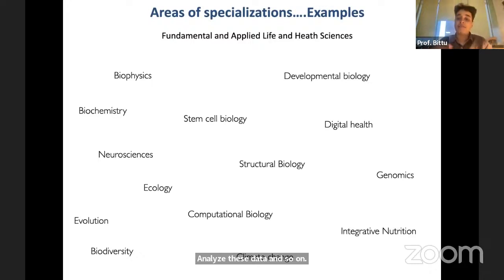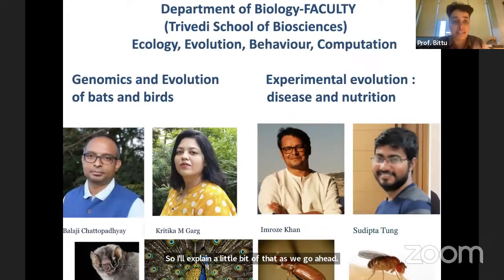We also have a fair bit of cross-disciplinary work that occurs on the broad theme of climate change, which is often thought to be an ecology-specific thing. In fact, that's what I thought until I came here and met people across a wide variety of departments looking at the anthropology of climate change, the social science of climate change, the economics of climate change, and so on and so forth. There's also a fair bit of work on integrative nutrition and metabolism at multiple levels. So I'll explain a little bit of that as we go ahead, because I'll be introducing you to the various faculty who work on some of these systems.